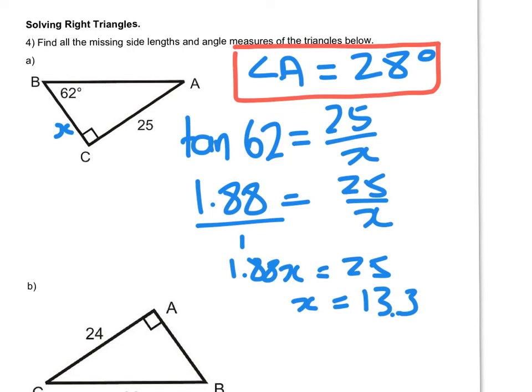Now, that's one of the sides found. So now the only thing you need to do is find this last side, y, which is the hypotenuse, and you can do that by Pythagoras' theorem. Because you know this, x, you know 25, 25 squared plus 13.3 squared will give you the final remaining side.